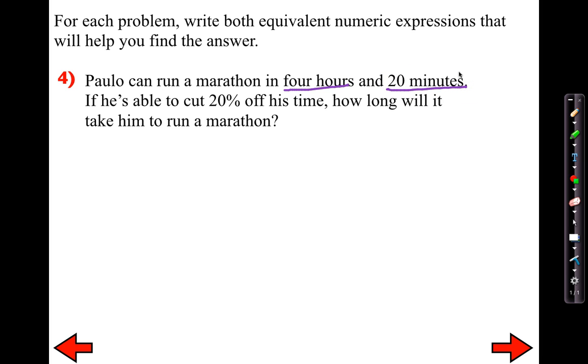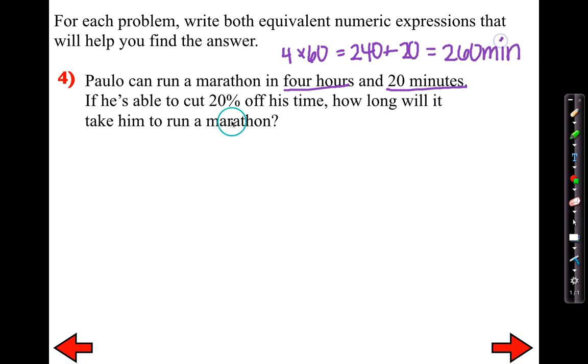So in order to actually take 20% off of his time, I'm going to want to make sure the time is expressed in one unit and not two different ones. Because again, right now it's in hours and minutes. So the easiest thing is always to convert to the smaller unit. So what's smaller, an hour or a minute? Minutes are smaller, so let's convert everything to minutes. So here, 4 hours would basically be 4 times 60 minutes, which would leave me with 240 minutes. So 240 minutes plus the 20 minutes here is going to give me a total of 260 minutes.